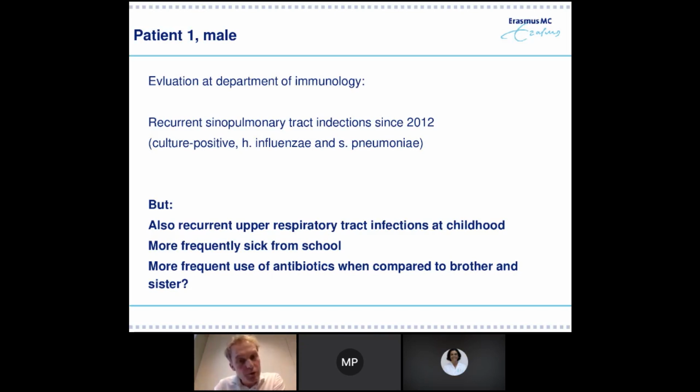But talking to the patient in the outpatient clinic, he had the feeling that he also suffered from recurrent upper respiratory tract infections in childhood. According to his mother, he was more frequently sick from school at that time, and there was a question whether he had indeed more use of antibiotics during childhood when compared to his brother and sister. But this was actually still a question.